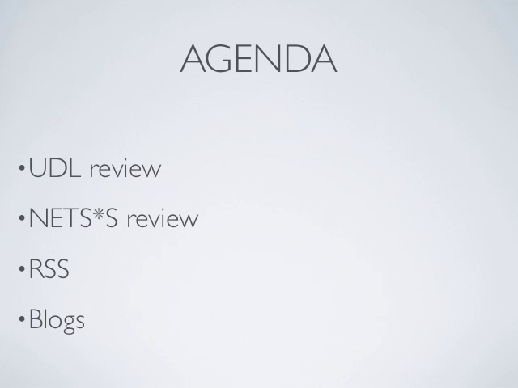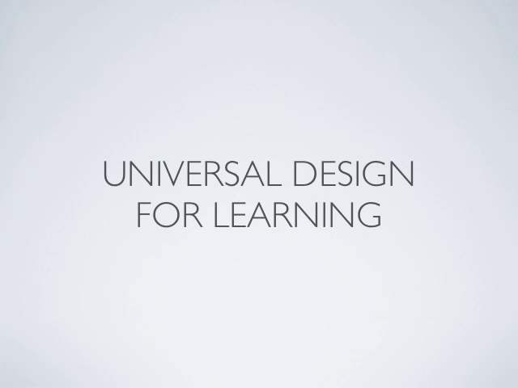So we're going to start off with a review of Universal Design for Learning. We'll also review the NETS for students, take a look at RSS, how it works and how you can set it up, and then take a look at some blogs and how you could create a blog, and some of the considerations and guidelines that you really need to be mindful of as we take a look at blogs and using them for instructional purposes. So first, let's do a review of Universal Design for Learning.